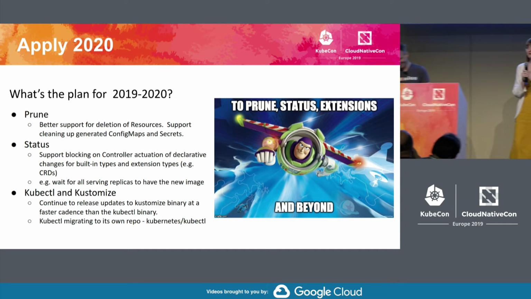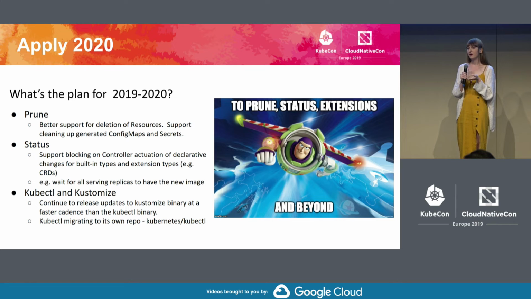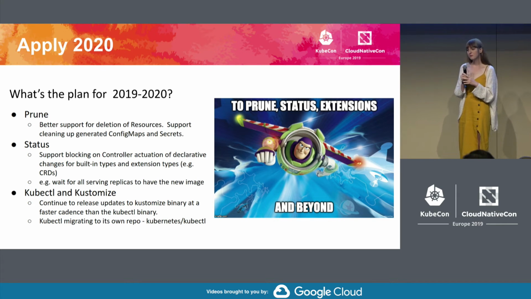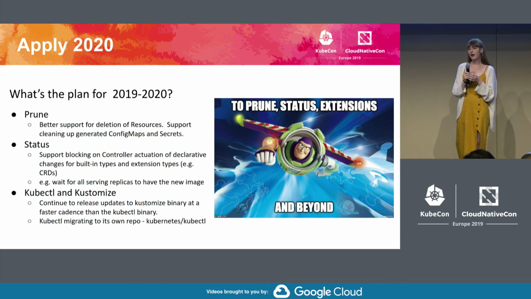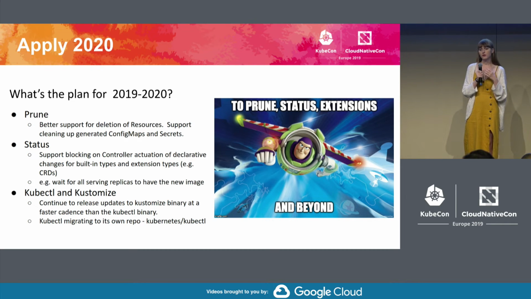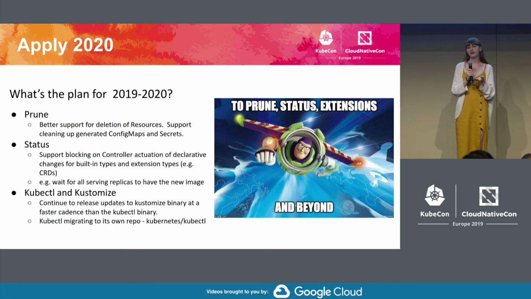All right, so you might think from what we told you that this is a solved problem and there's nothing left to work on. But in 2020, we have a few areas that we still plan to improve. And one of those is pruning. What pruning means is if you apply with a resource in your directory once and then apply again with that resource missing from your directory, and you specified pruning, that the resource should be deleted from the cluster. So we have something like this already, but we still want to extend it to support deleting created config maps and secrets.